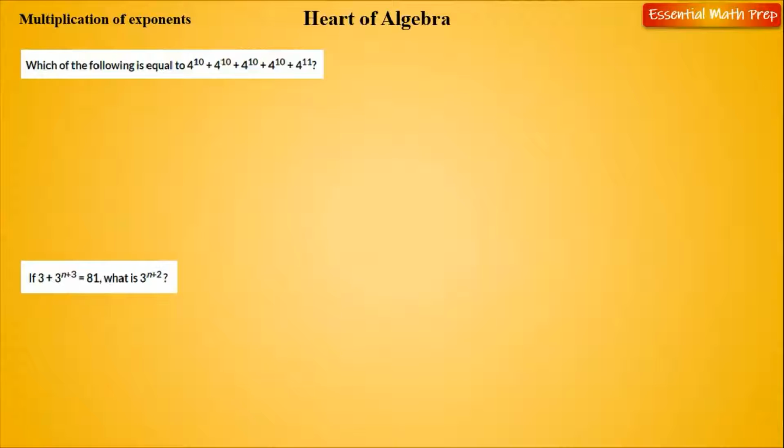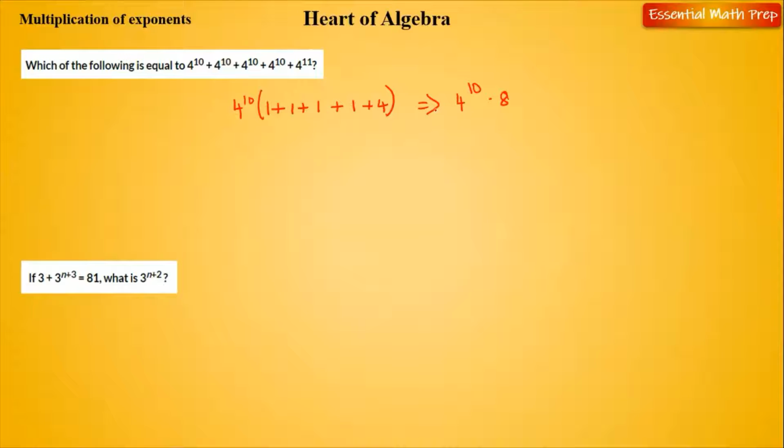Okay, let's continue. Which of the following is equal to 4 power 10 plus 4 power 10 plus 4 power 10 plus 4 power 10 plus 4 power 11? If you just take 4 power 10 as a common factor, it would leave you with 1 plus 1 plus 1 plus 1 plus 4, right? Because if you take 10 out of 11, there's one part that remains, which adds up to 4. Plus 4 is 8. So 4 power 10 times 8, right?